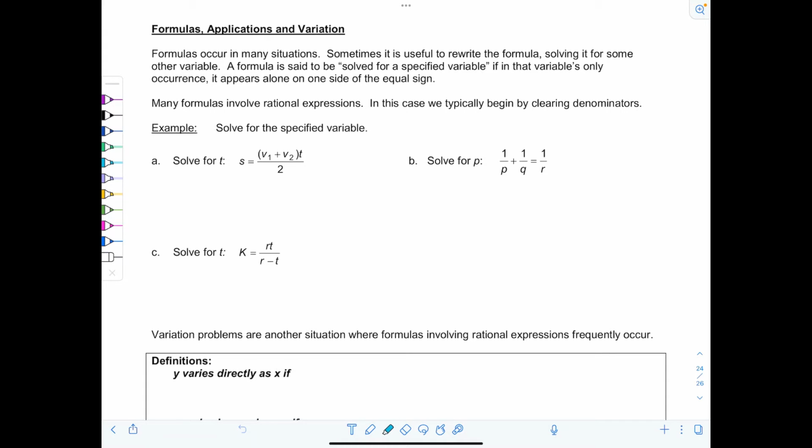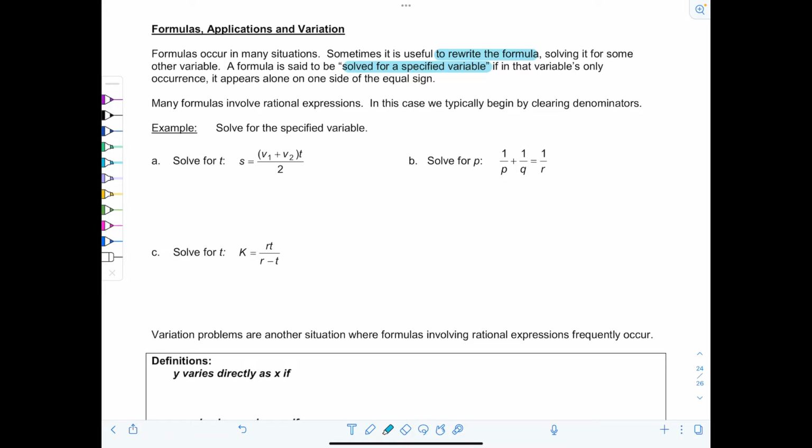In this video, we're going to continue looking at rational equations, but now through the lens of formulas, applications, and variation. Now, formulas occur in many situations. Sometimes it's useful to rewrite the formula, meaning that you solve it or isolate some other variable. And a formula is said to be solved for a specified variable if in that variable's only occurrence it appears alone on one side of the equal sign.